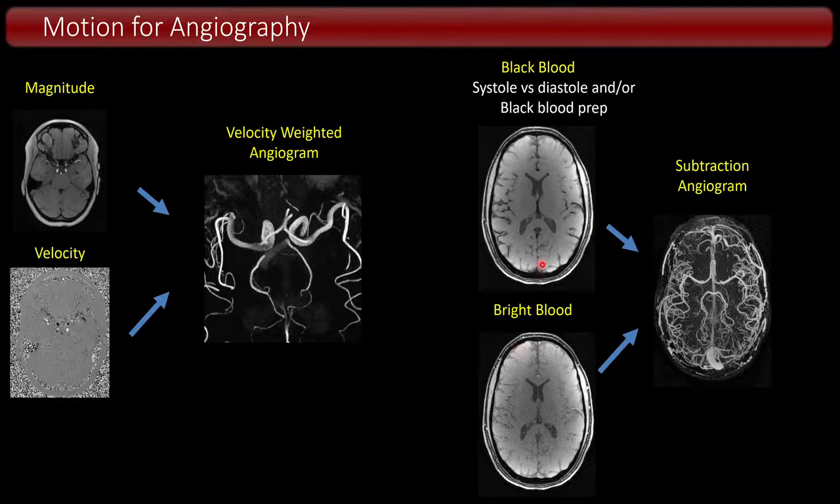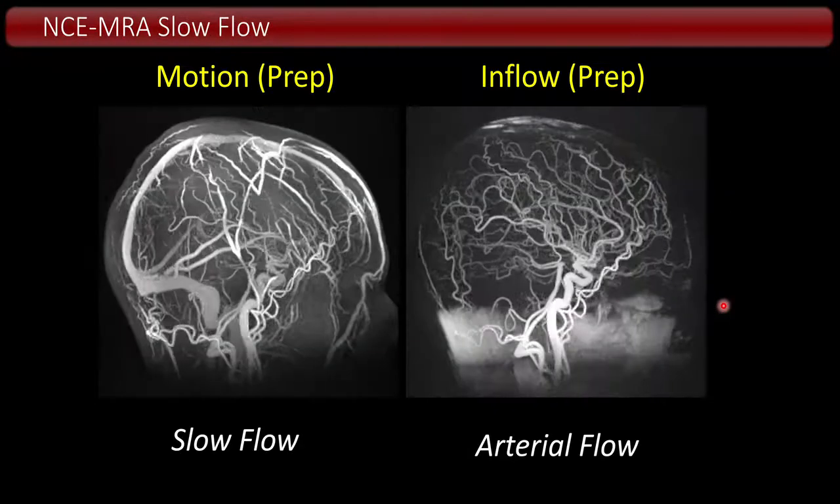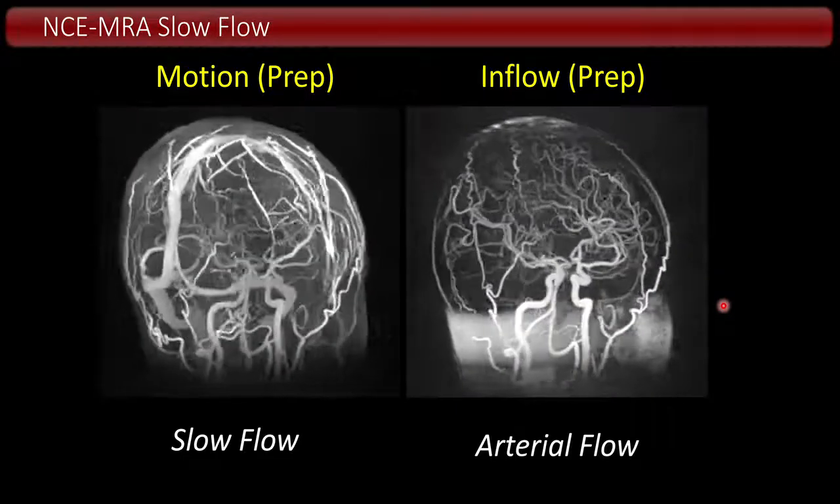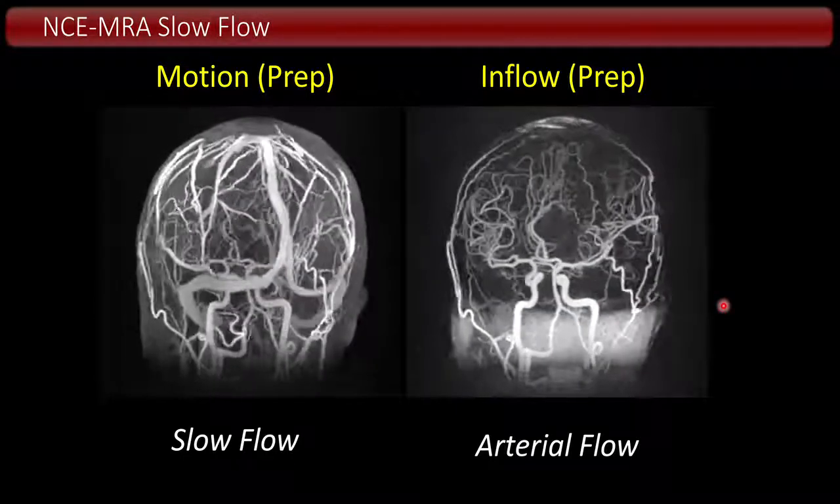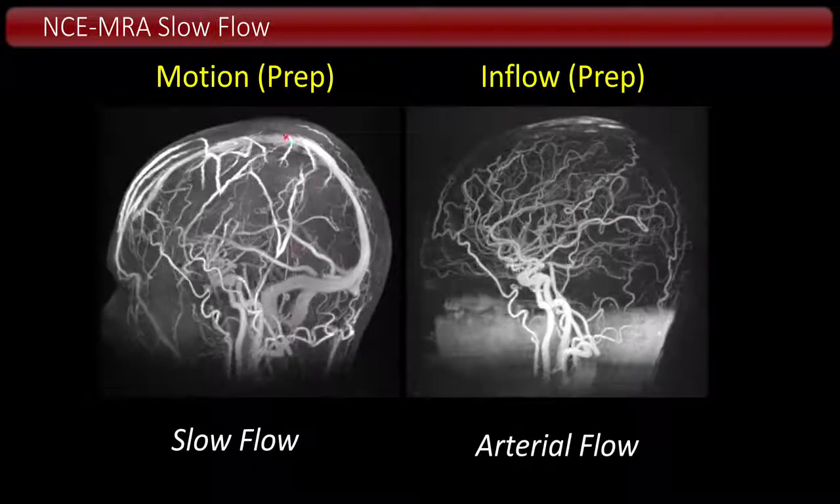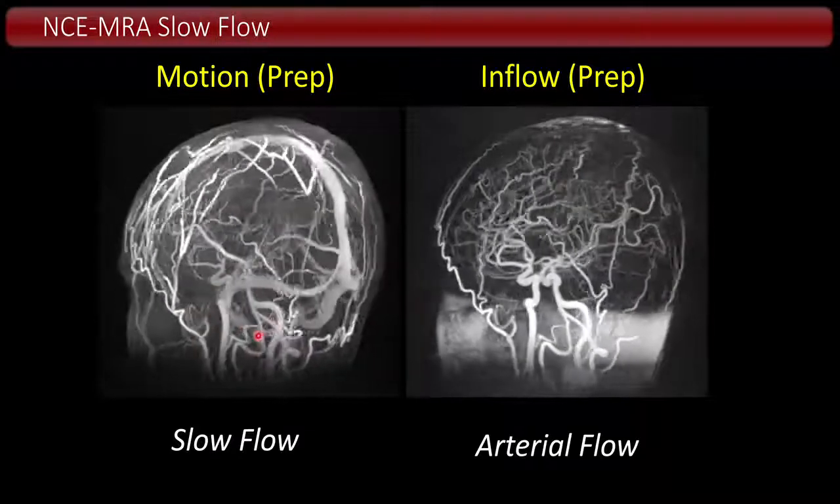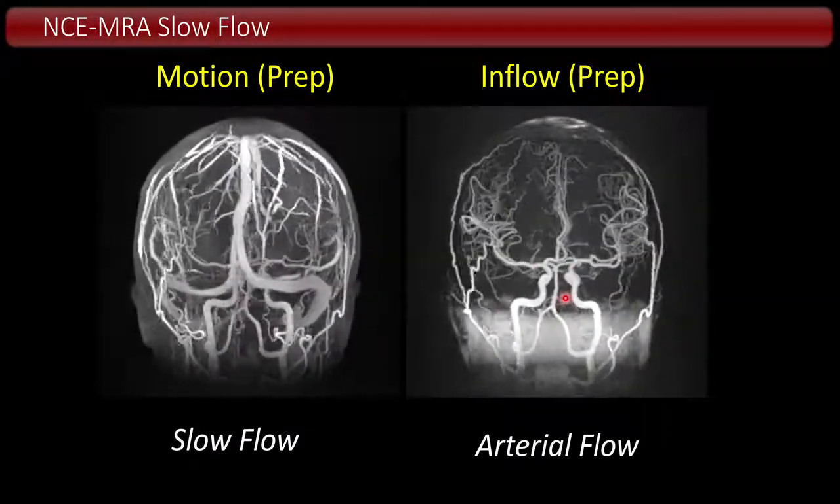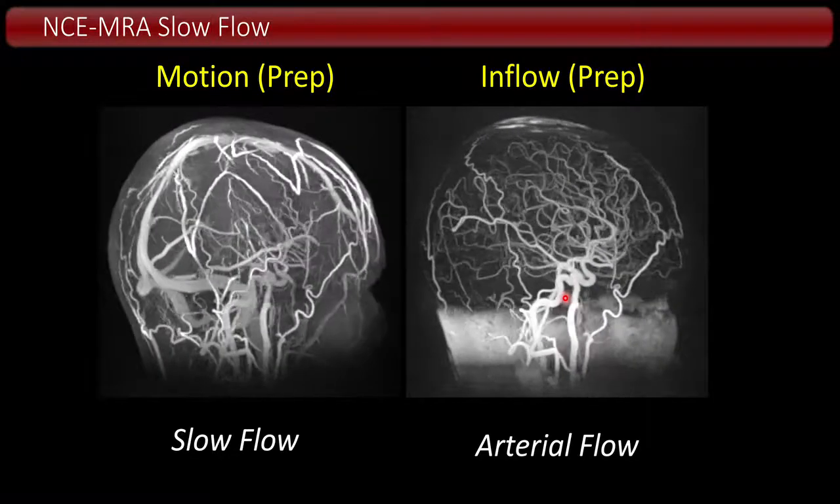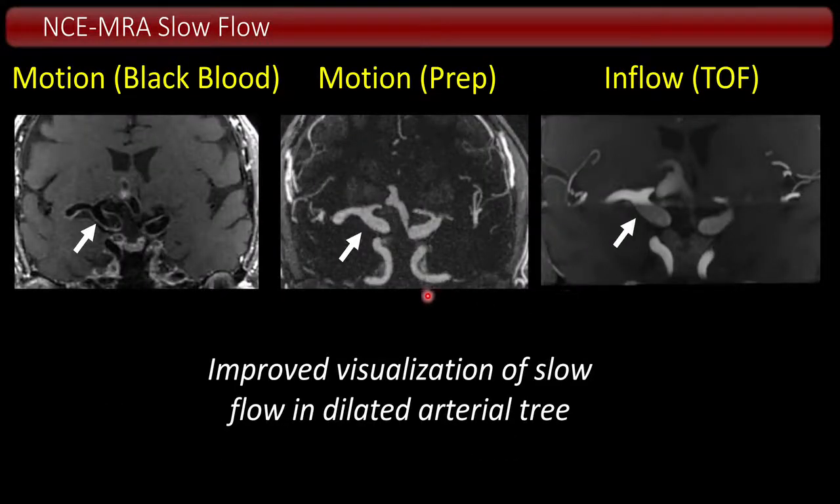We can also do this with black blood imaging using a different technique in which we take a black blood technique and a bright blood sequence and subtract the two to create a subtraction angiogram, which is definitely a technique to provide much better visualization of slow flow. Here another comparison of that showing the motion prepared sequence on the left for slow flow and the typical inflow prepared sequence on the right for more arterial flow. This is in a stroke case showing the black blood imaging showing much better visualization of slow flow than an inflow 3D time of flight sequence.